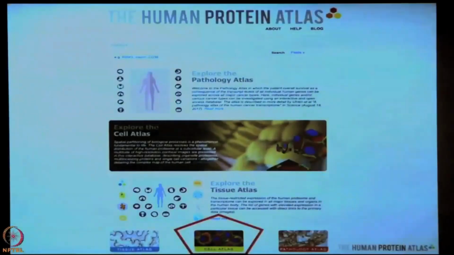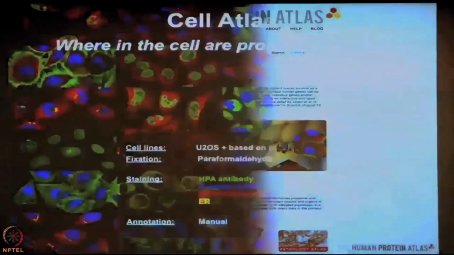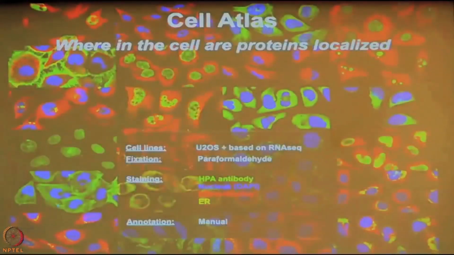So, the next part is the Cell Atlas or the Subcell Atlas, and this is then based on immunofluorescence, and here we use RNA-seq to select the cell line which has the highest expression of each gene, and we also use the U2OS cell line for every antibody, just to have a standard throughout all antibodies and genes. And here, this is also manual annotation at this point, but we're working on more automated annotation.